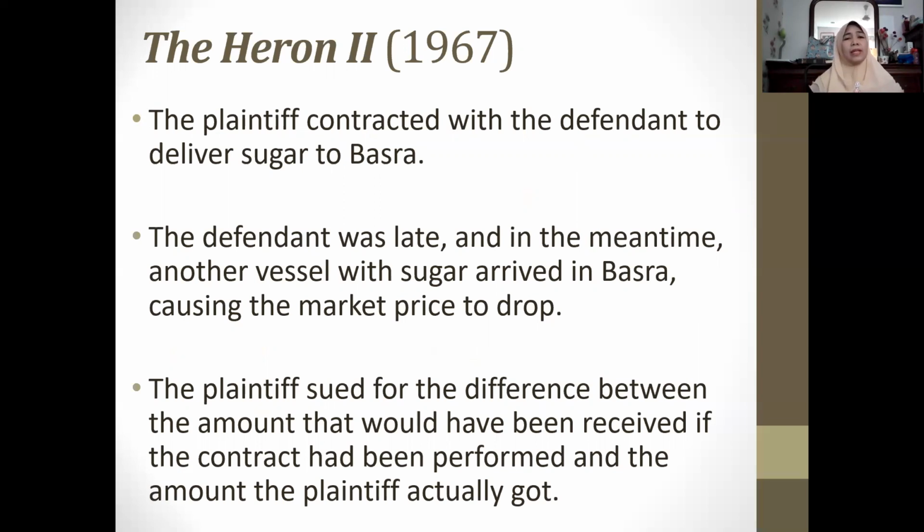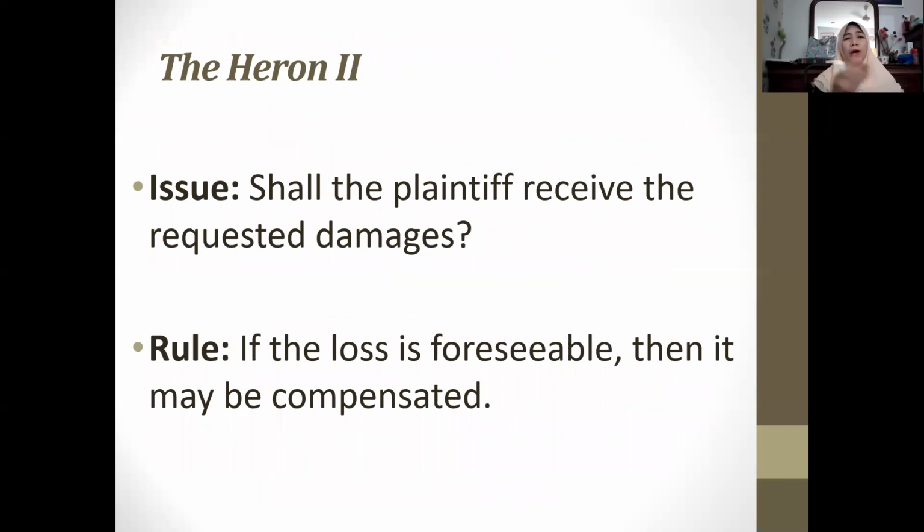The defendant was late in delivering the sugar, and in the meantime, another vessel with sugar arrived in Basra, so it caused the market price to drop. So the plaintiff sued for the difference between the amount it would have received if the contract had been performed, if the sugar arrived on time, and the amount the plaintiff actually got, which was lesser profit because of the late arrival. So there's a gap here. For example, he's expecting to get 100 million, but he only gets 90 million, so the loss of profit is 10 million. That's an example only.